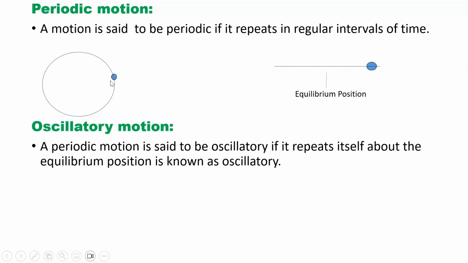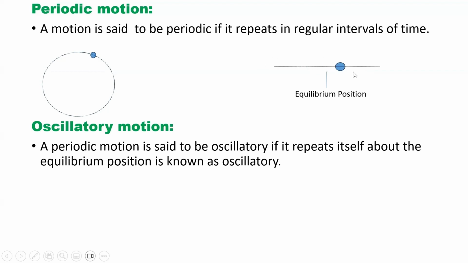The time taken for completion of one revolution, in this case the time taken for completion of one oscillation, is known as time period. And the number of revolutions per second, in this case the number of oscillations per second, is known as frequency. So the time period and frequency are the two important parameters in the concept of periodic motion.